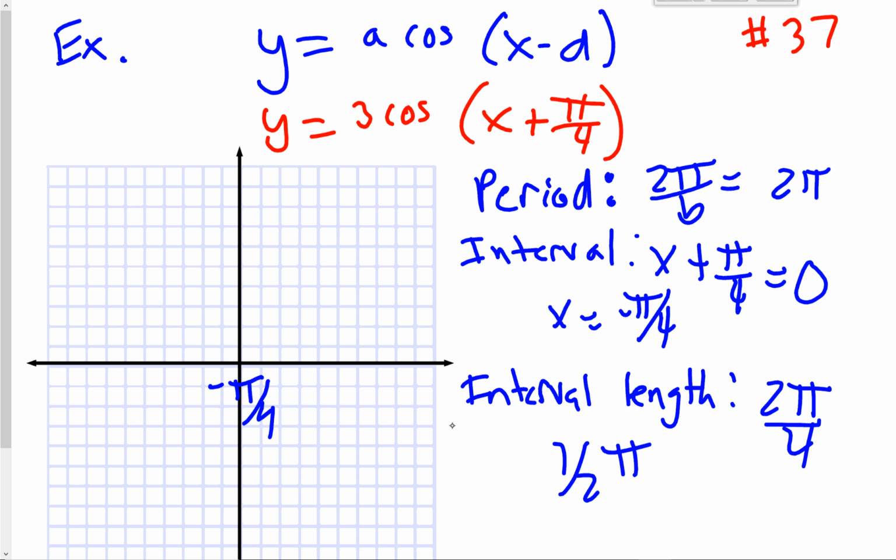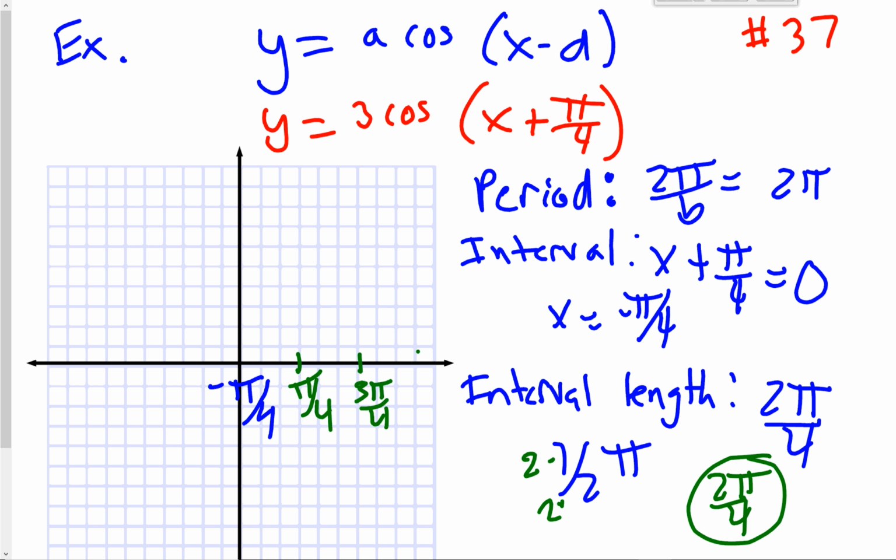So again, I can get common factors here. Just multiply both top and bottom by 2. So I get 2 pi over 4. So I should have probably left it like that. So there's my interval. So I add negative pi fourths plus 2 pi fourths is 1 pi fourth. Another pi fourth is 3 pi fourth. Another one is 5 pi fourth. And 7 pi fourth. Okay, then I go ahead and graph cosine.